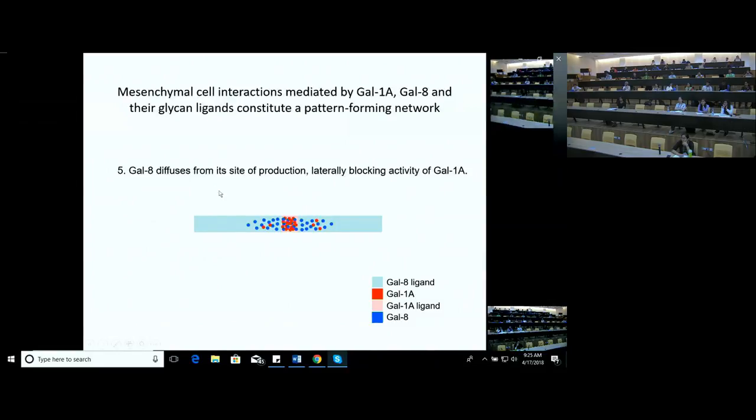Galectin 8 is not particularly confined to the place that it's produced, because its ligand is uniformly distributed and it doesn't induce its own ligand. So it diffuses from its site of production, laterally blocking the activity of galectin 1A. Remember, it interferes with the ability of galectin 1A to cause the cells to clump. But then galectin 1A becomes elevated and active at sites distant from the original one. So you basically get a pattern forming by this dynamics. Okay.